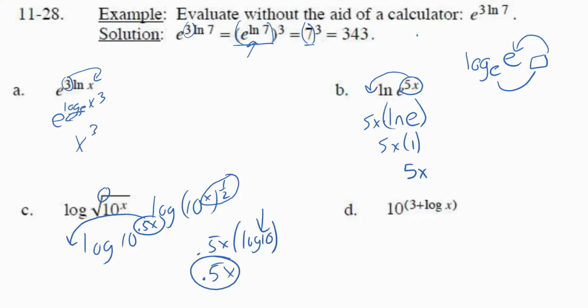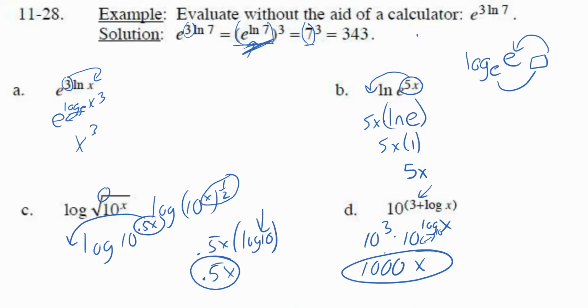And I think in our last one, if we use our addition property, we can rewrite that as 10 cubed times 10 to the log of x. And then it looks pretty similar to this problem here. 10 cubed is just 1,000. 10 to the log base 10 of x, because these bases match again, the x gets to just come down. Go math.